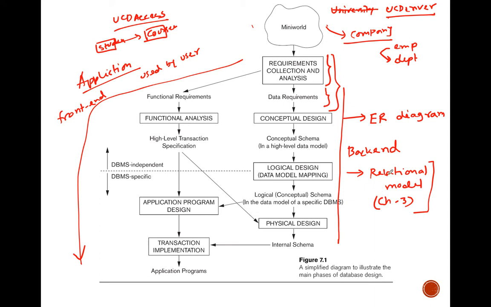All right, then from that relational schema we can do the physical design. Physical design means how we are really going to implement it. Now, think about the application that the user is going to use. For each application we need some functional requirements, so we have to do some functional analysis. Then we do some high level transaction specification, then the application program design, and then we implement some transactions. So you can see that until this step, this is DBMS independent.